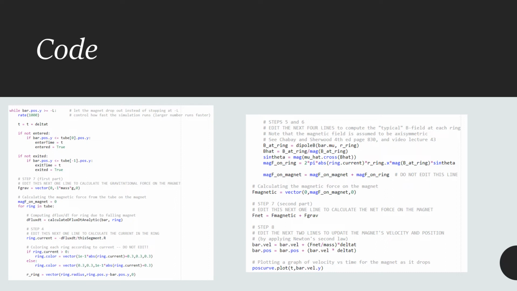I then used these values to compute the B field at each ring and the magnetic force on the magnet. I summed up the gravitational and magnetic forces to get the total net force on the magnet. In the final step, I used Newton's second law to update both the magnet's velocity and position, and then I plotted the velocity versus time graph for the falling magnet.